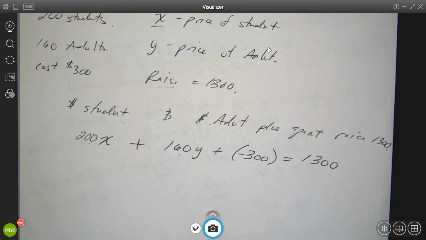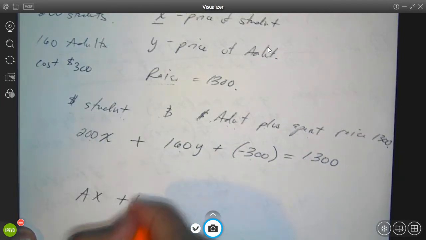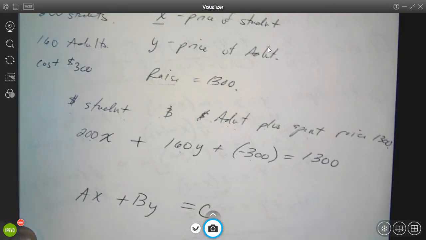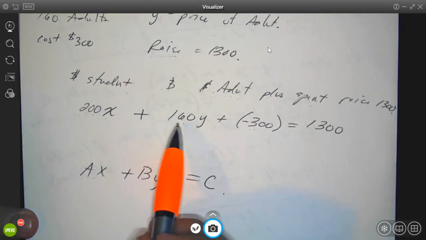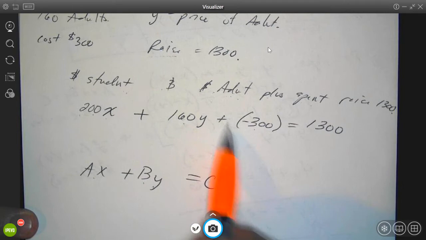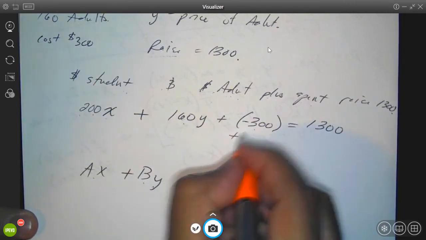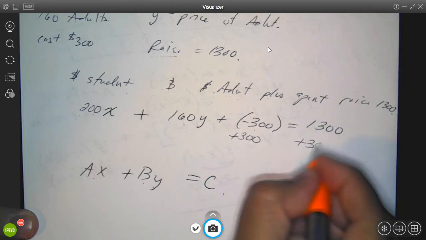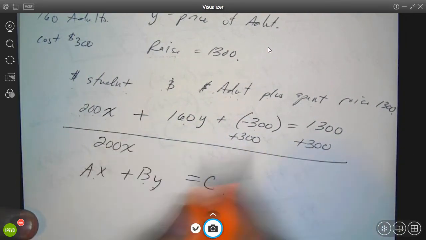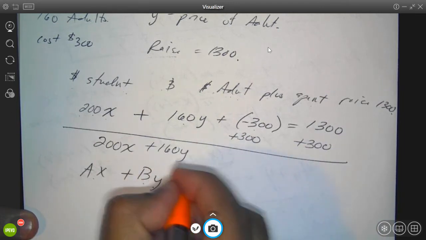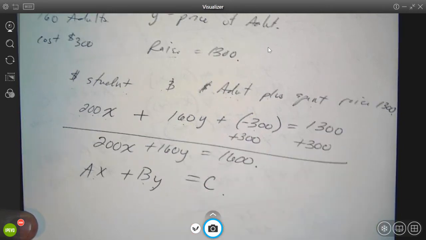Now, obviously, this is not in standard form because, again, in standard form, we have ax plus by is equal to c. We're actually almost there. Look, ax is already there. By is already there. But now I need to get rid of this. How do I get rid of this negative 300? Well, I'm going to add 300. And there it is. 200x plus 160y is equal to 1,600.